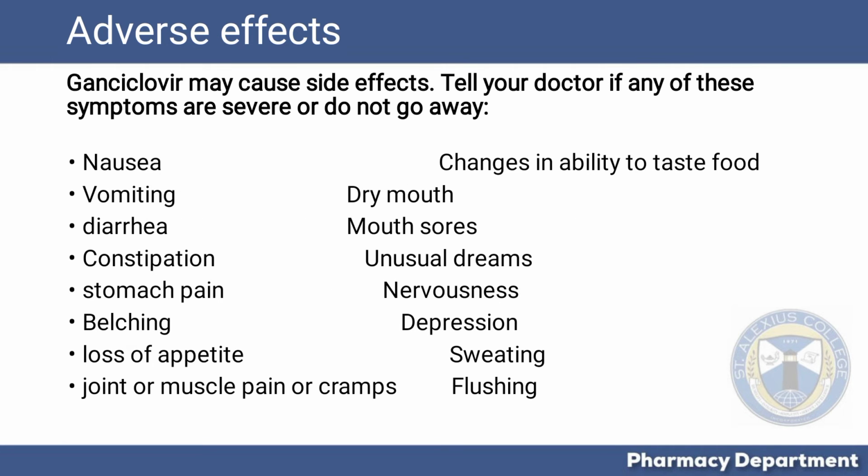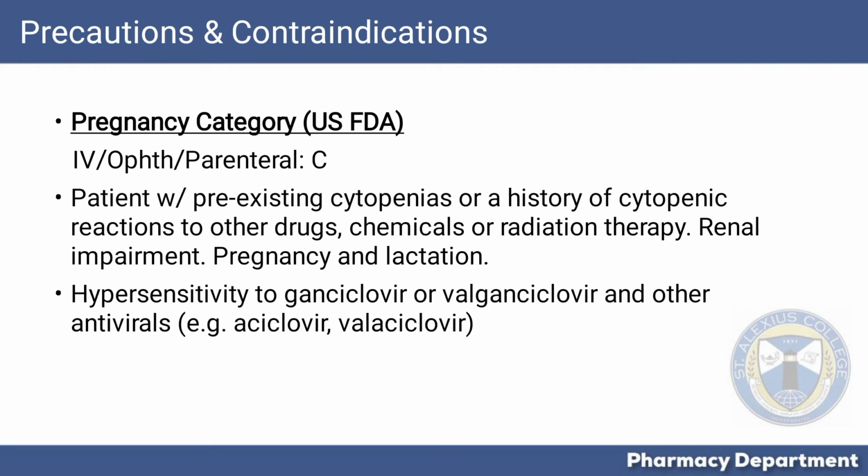Now, ganciclovir may cause side effects such as nausea, vomiting, diarrhea, constipation, stomach pain, belching, loss of appetite, changes in ability to taste food, dry mouth, mouth sores, unusual dreams, nervousness, depression, sweating, flushing, and joint or muscle pain or cramps. For precautions and contraindications, pregnancy category use for US FDA, IV and ophthalmic parenteral is placed into category C.